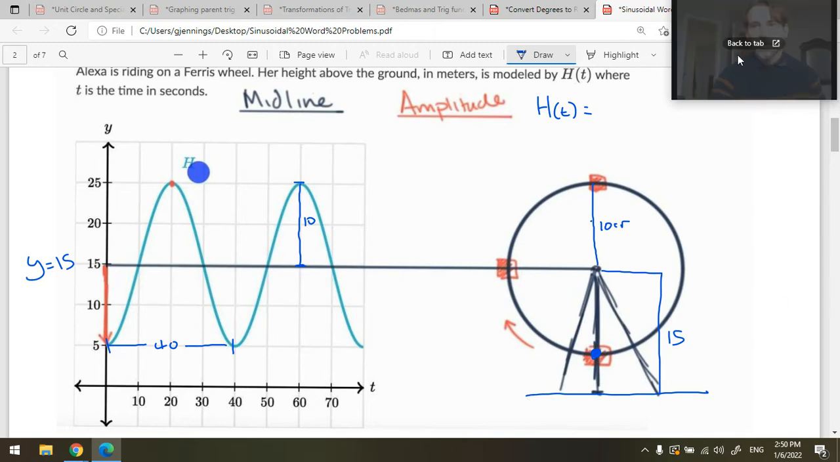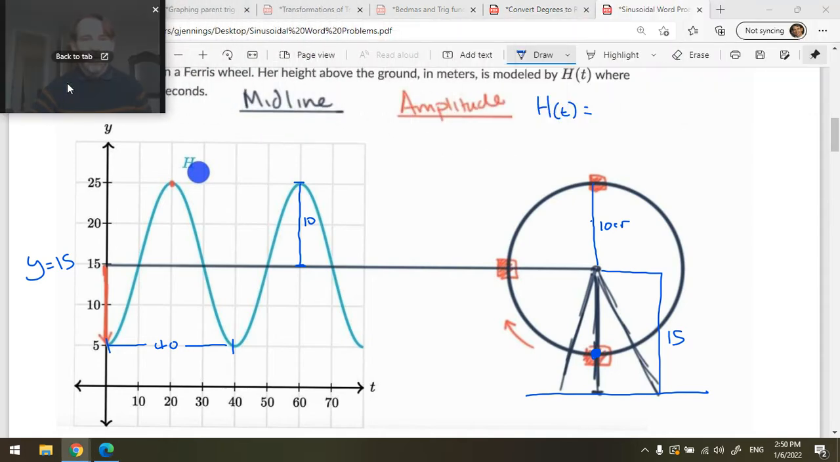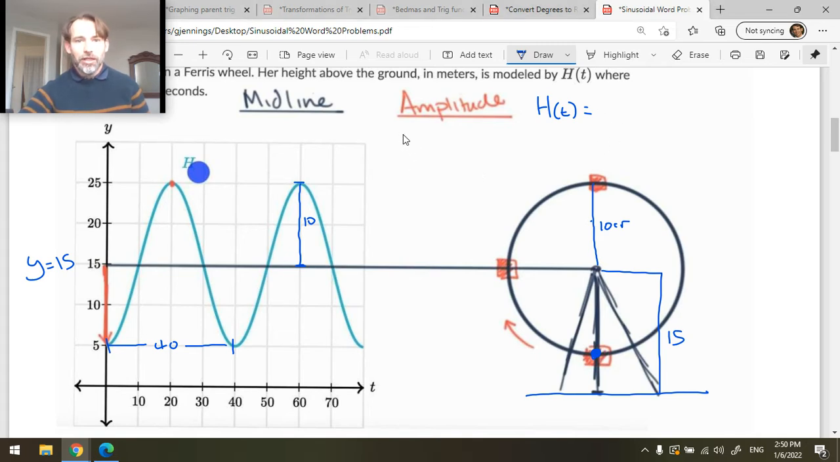Okay, let's keep going. So now we know the midline, we know the amplitude, and so those are some important transformations. Let's put them in. The amplitude is related to A, that transformation. So A is 10 meters there. The midline is 15, so C is equal to 15. The phase shift we'll talk about later. The period. Okay, so period here. We want to know that. And so period is related to K. K is equal to 360 divided by the period. All right, so 360 divided by 40, K is equal to 9.